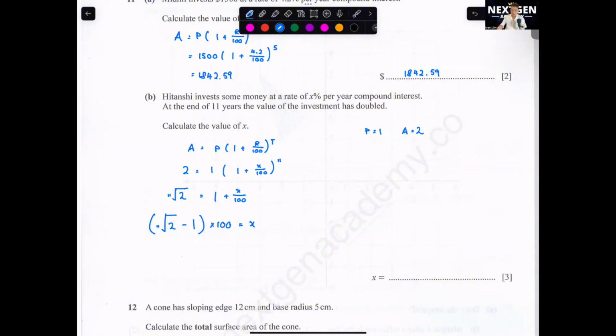If you do not do it immediately like that, do one step at a time. Put in the calculator 11 root 2 minus 1 times 100. We'll get 6.504. Based on this, we can just write 3 significant figures: 6.50.